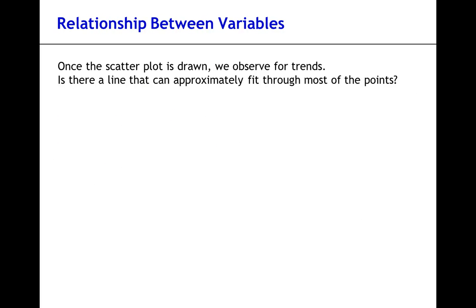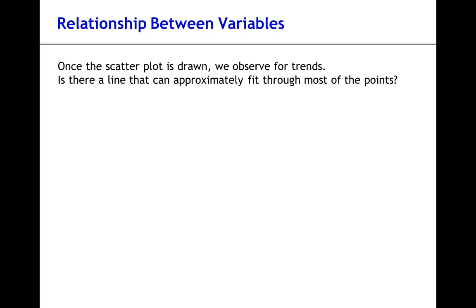Once we have drawn the scatter plot, we look out for trends. Using our eyes and some personal judgment, we ask ourselves if there is a line that can approximately fit through most of the points. The type of line that we see will give us some indication of the type of relationship between the two variables. There are some typical types of relationship that we should be aware of.